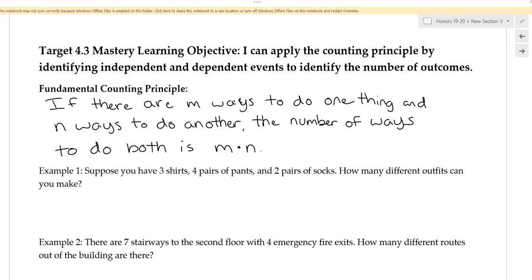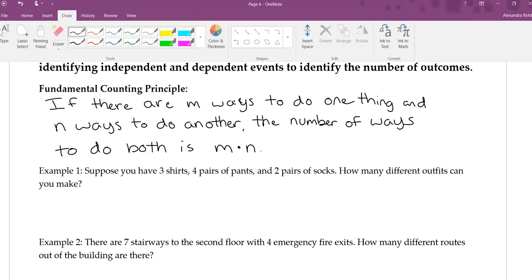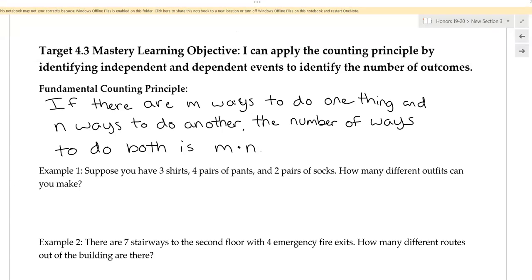Alright, example 1. Suppose you have 3 shirts, 4 pairs of pants, and 2 pairs of socks. How many different outfits can you make? Okay, so this one actually has 3 different things. Our fundamental counting principle, the definition, we only do 2, but we can extend that. If you have more events, you just keep multiplying.